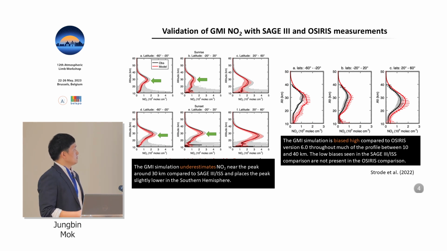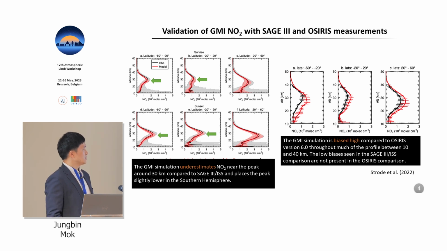The GMI NO2 profile we use to create the climatology is validated by Strode et al. 2022. As you can see in the left panel, it is a comparison between GMI and SAGE-3. You can see the GMI simulation underestimates the NO2 peak around 30 kilometers compared to SAGE-3. GMI, in red, also shows values lower than the SAGE-3 measurement, especially in the southern hemisphere, as this arrow shows.